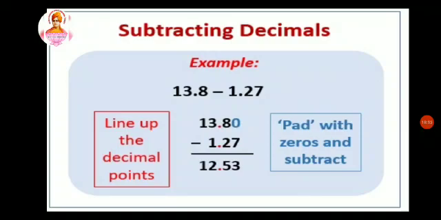So for that I need to find the largest decimal places in the numbers given. In the second number I have 2 decimal places. Compared to that, the first number has one fewer in the decimal part. So I am going to convert my first number's decimal places also to 2. So 13.8 will become 13.80 and the second number is 1.27. Just like the normal subtraction, you can do the subtraction here.